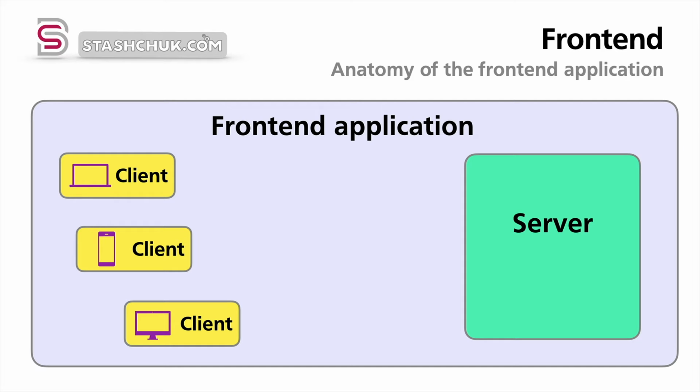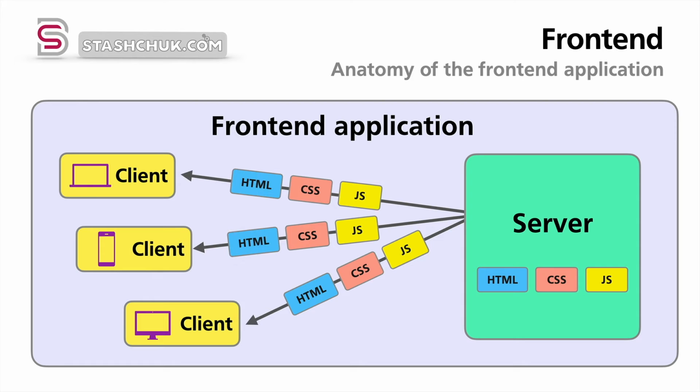Thus, the server has either static HTML, CSS, and JavaScript files, or dynamic ones, which are created upon each specific request from the clients. And those HTML, CSS, and JavaScript files are distributed to the clients over the internet in order to make them able to run a specific front-end application. That's how each front-end application essentially works.